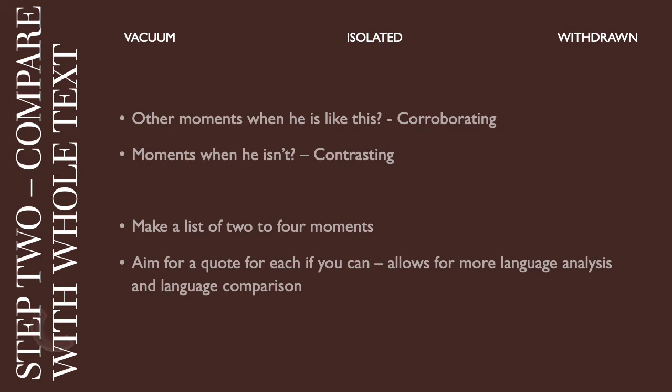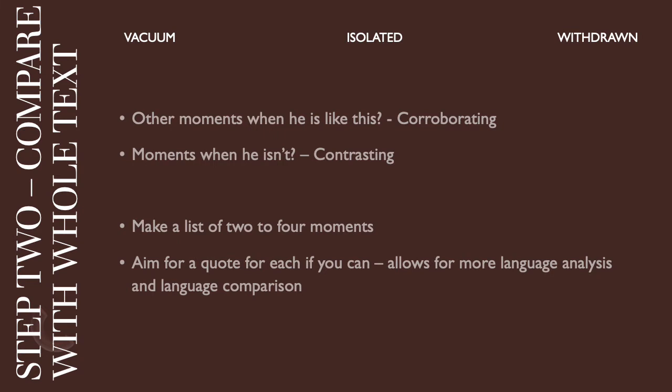Where is he not isolated? Where is he not withdrawn? Where is he not living in a vacuum? So make a list of 2 to 4 moments. 2 minimum would be ideal, but you can go as many as you like. It depends how practiced you are with your timings, but usually people would write 3 paragraphs for the extract and then 2 moments for the rest of the play or novel. But you might be able to do 3, you might be able to do 4.